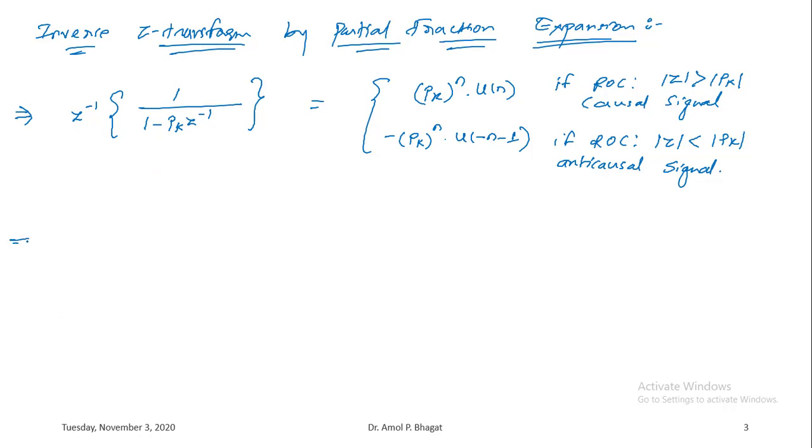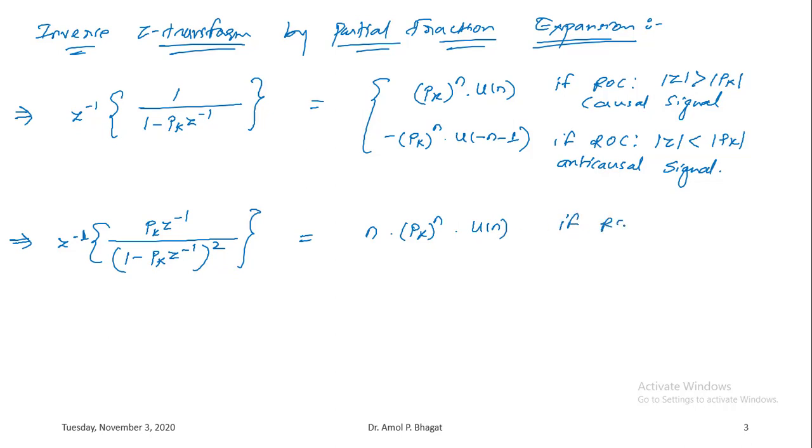The another one is if we get the terms in the form pk z inverse whole upon 1 minus pk z inverse whole square. If we get this term after applying partial fraction expansion to X of z, then its inverse Z transform can be simply n into pk raised to the power n into u of n. And this will be applicable if ROC mod z is greater than mod pk.